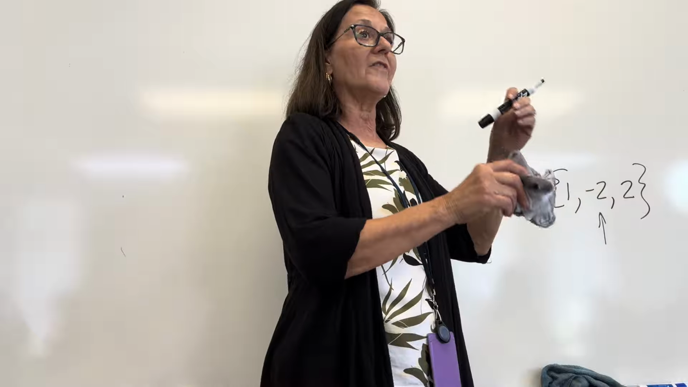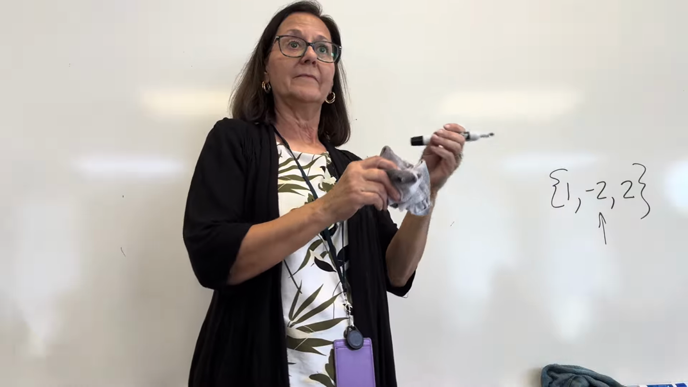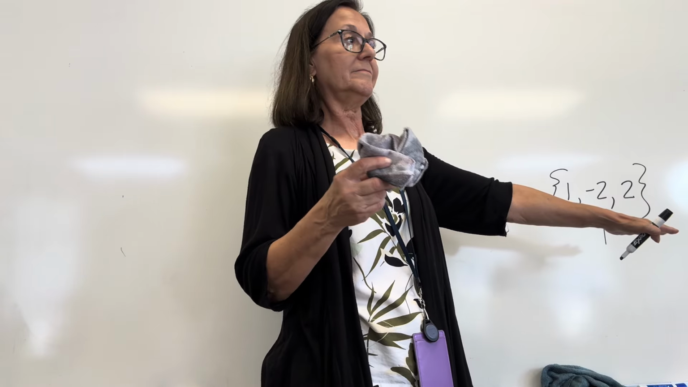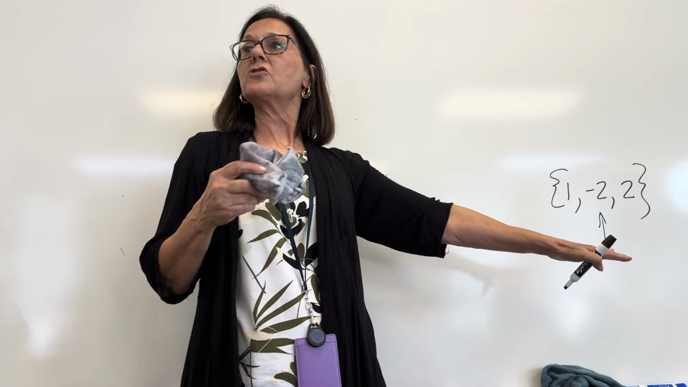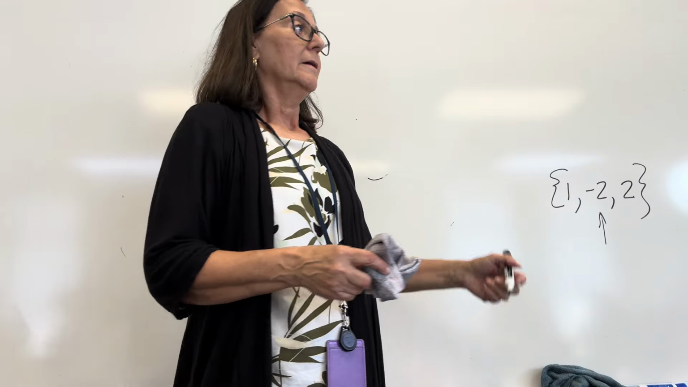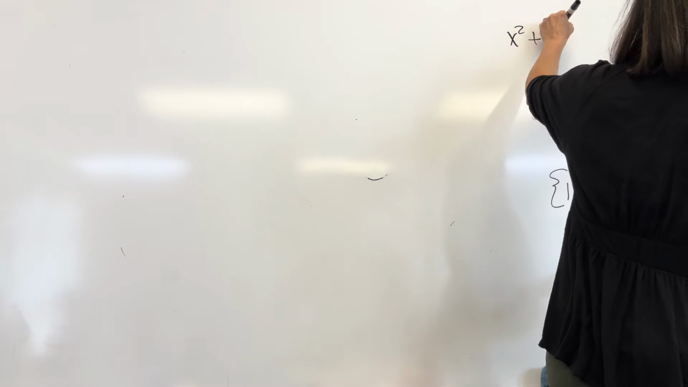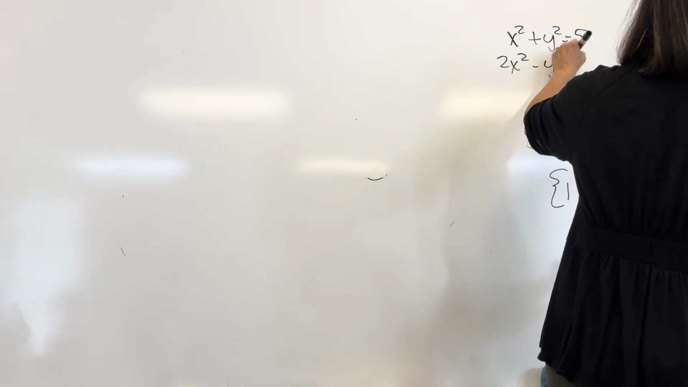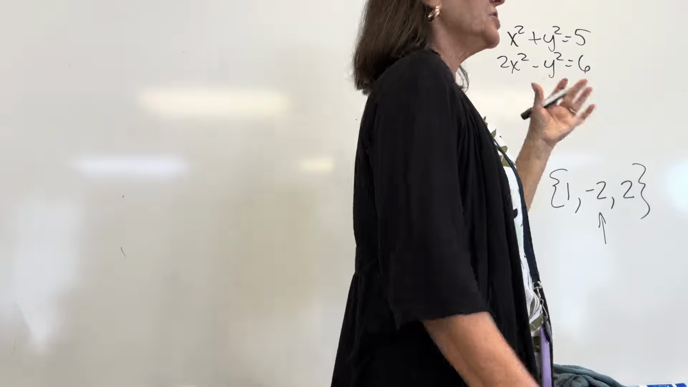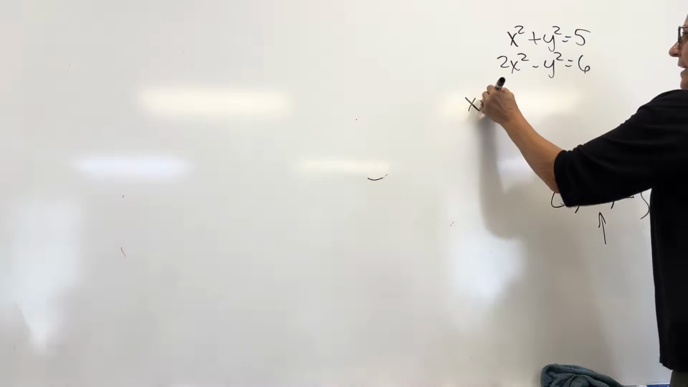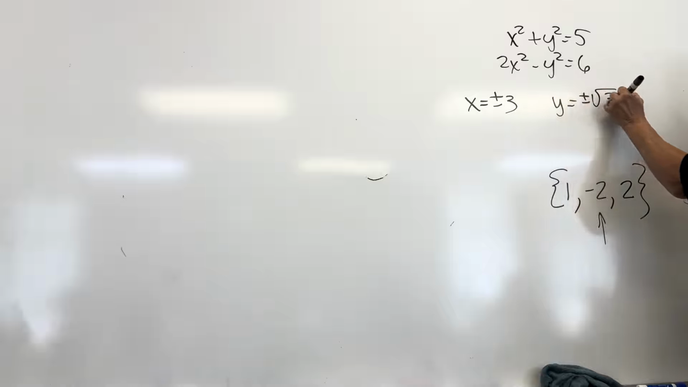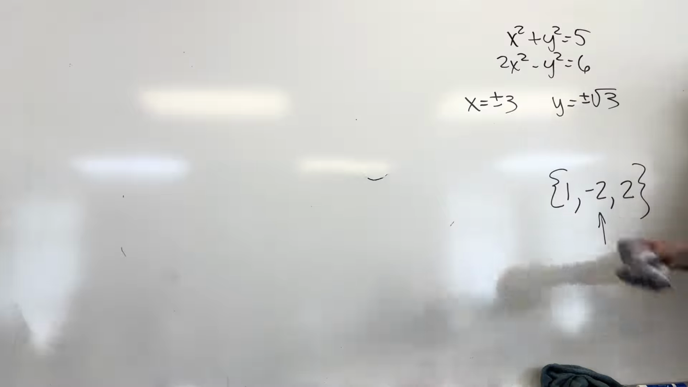That's why when you're solving for x, y, it's on a 3-dimensional system, obviously, right? 3-dimensional graph. That's when you're solving for x or y. Like when I have x squared plus y squared is 5 and I have 2x squared minus y squared is 6, I can't just say x is plus and minus 3, y is plus and minus the square root of 3. Because what does that tell me?